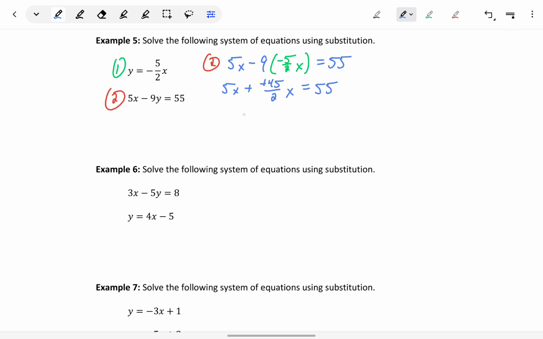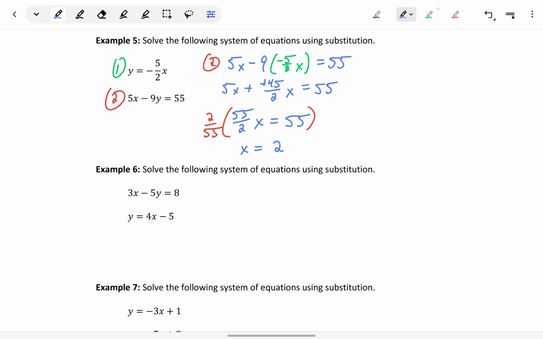Adding 5 and 45 halves will give us 55 halves x, which is equal to 55. And then our last step to solve will be to multiply both sides by the reciprocal, 2 over 55. So the left-hand side will end up with x, and that will be equal to just 2, since 55 over 55 will cancel. We have the first half of our coordinate pair.